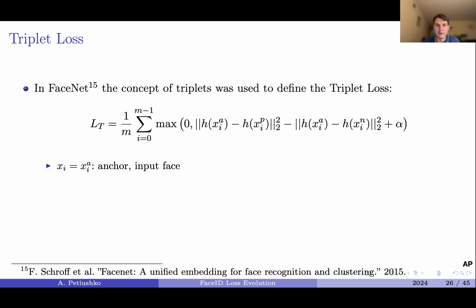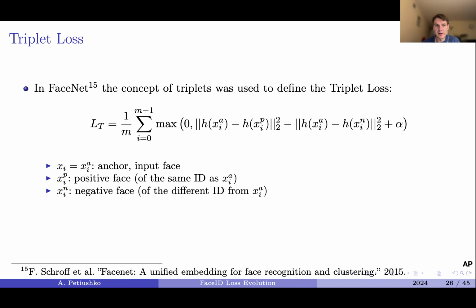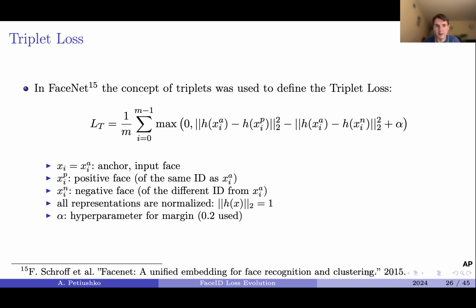So yeah, this is the input face, positive face, and negative face. All representations are normalized, so the norm of each h of x is equal to 1. And alpha is a hyperparameter, and in the paper the authors used alpha equal to 0.2.